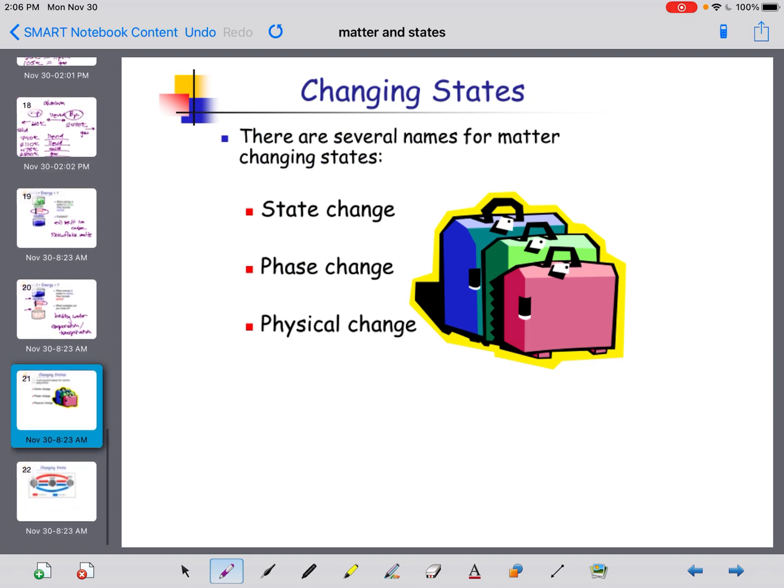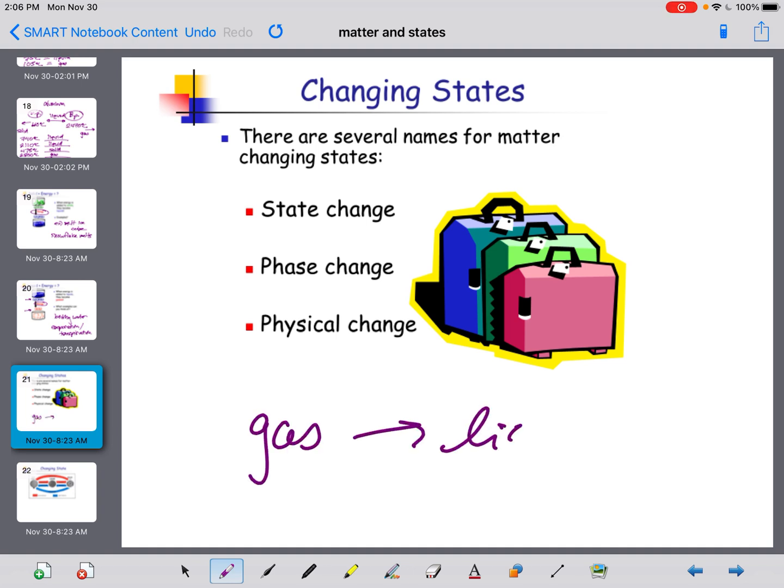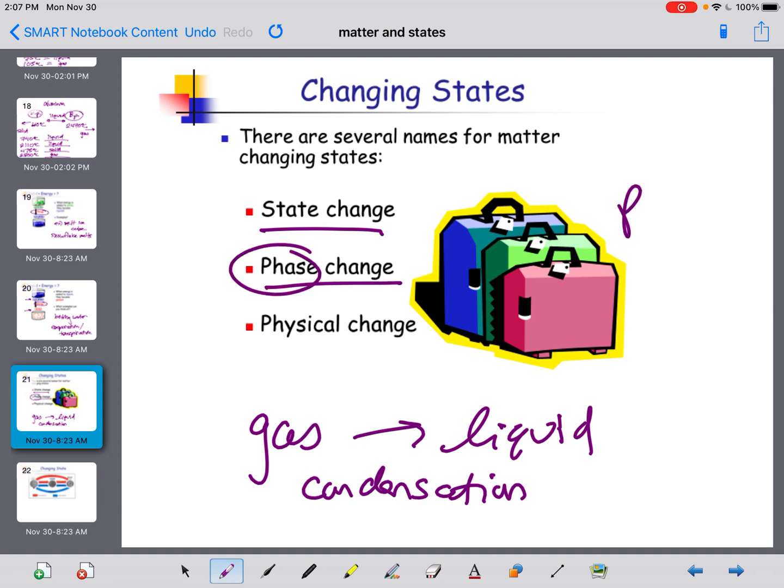All right, so changing states, when we talk about going from one state to another, it has a bunch of different terminology. So let's say we're going from a gas to a liquid, right? This change in state would be known as condensation. That's the process that's happening here. So we can call that a change in state, a change in phase. If you ever see the term phase, that's basically another way of saying state.